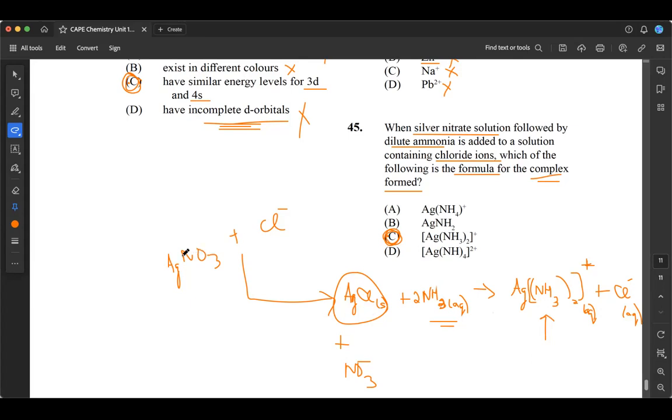In the first step, we have the silver nitrate, adding it to the chloride, and the chloride is going to go in here and form a silver chloride, right? And then that now is going to react with this dilute ammonia. We're going to get displacement of this chloride ligand, and we're going to get the ammonia going in there and forming this complex, okay? So that's here, that's C, so 45 is C.